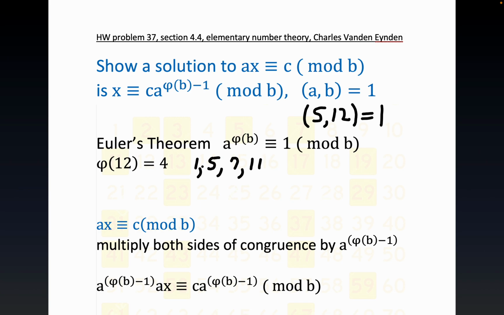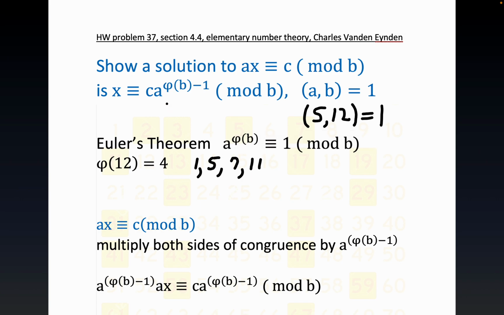Notice that 2, 3, and 4 are not relatively prime to 12. 6, 8, 9, and 10 are not relatively prime to 12. Only the integers 1, 5, 7, and 11. So that's where we get this 4 here. It comes in super handy. I've been through the proof before, so I'll just state it as a fact right now.